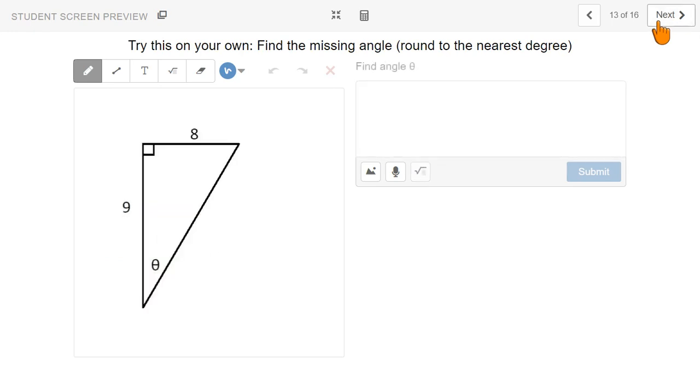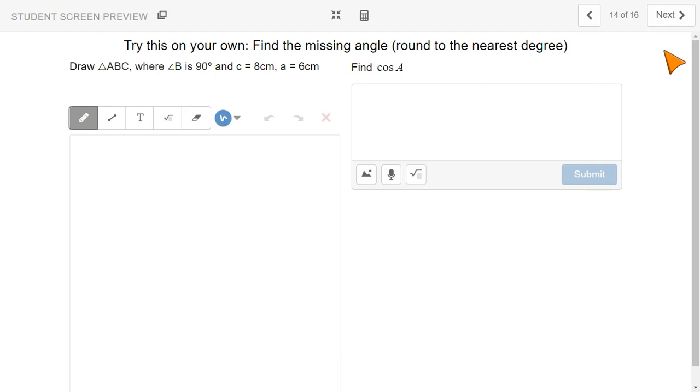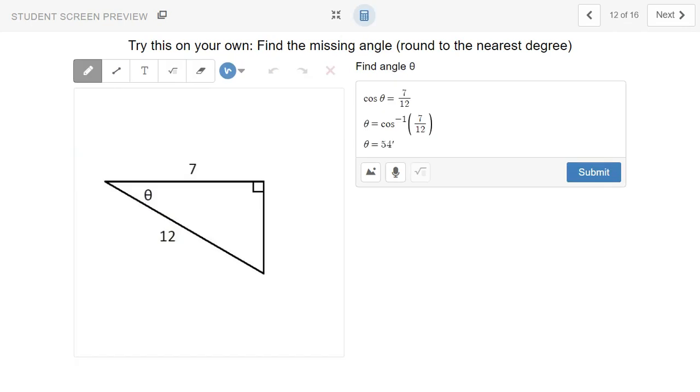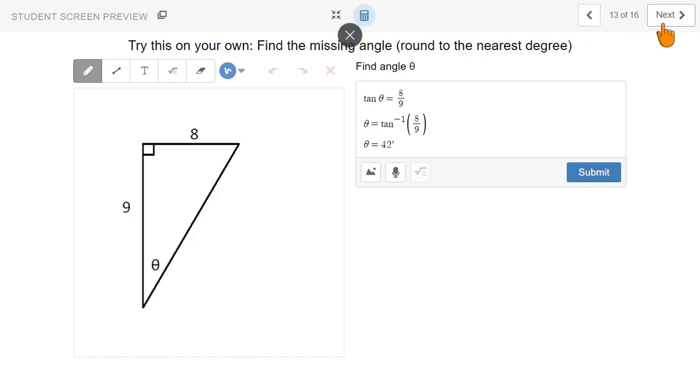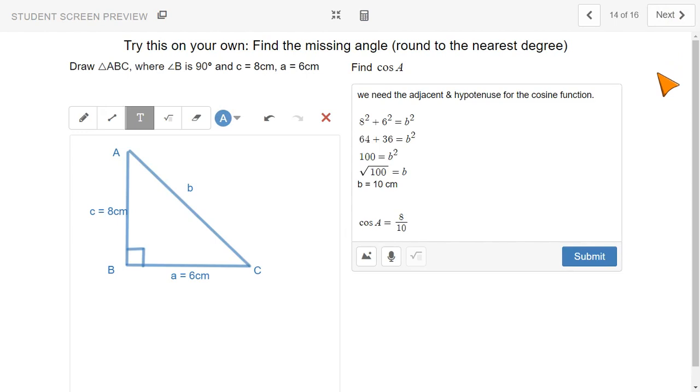Slides number 12, 13, and 14, I'd like you to try this on your own. We'll take this up in a moment. Right, solutions for our try this question. The first one, the second one here, and our third one.